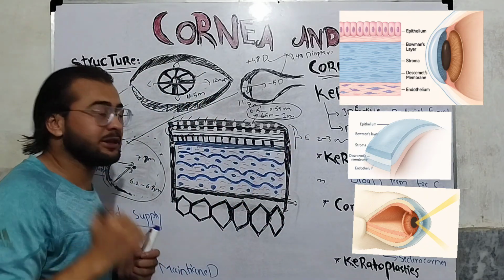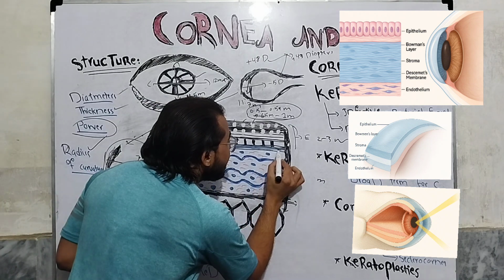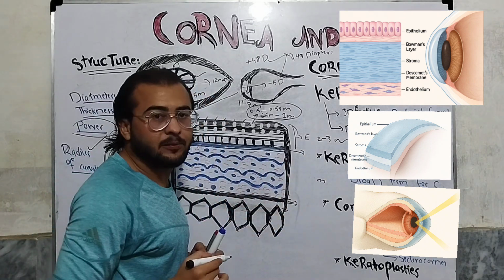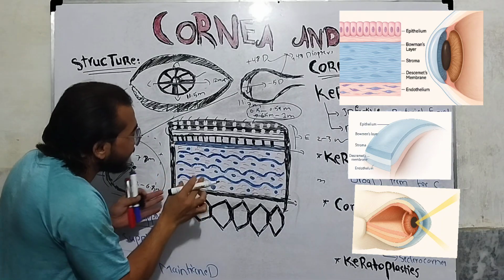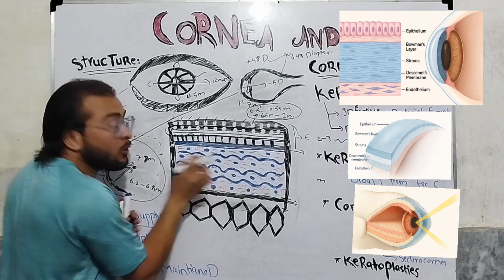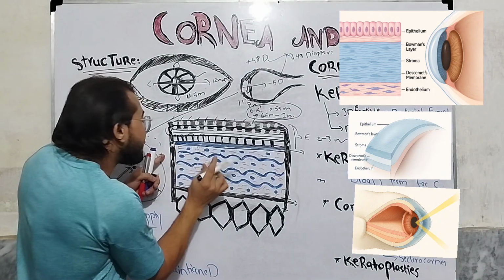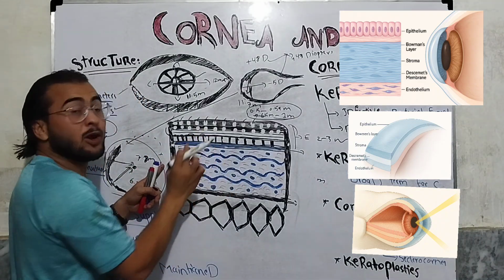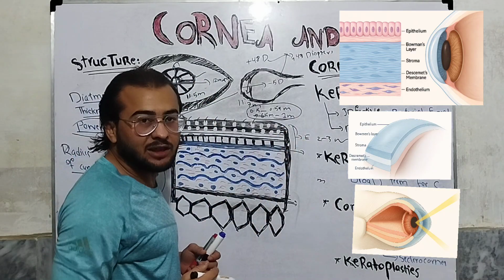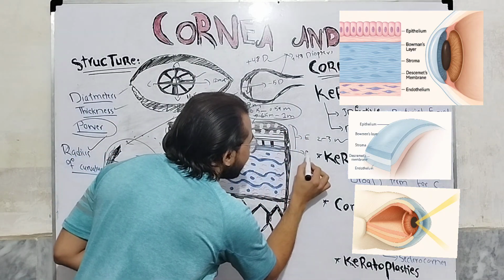The first layer is epithelium. The next layer, this bluish layer, is Bowman's layer. Bowman's layer is actually the superficial avascular structure of the stroma. It is the superficial layer of the stroma which is avascular and which acts as a basement membrane for the epithelium. So this is the Bowman's layer.